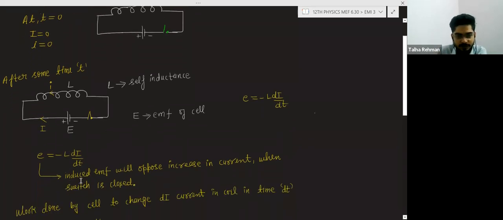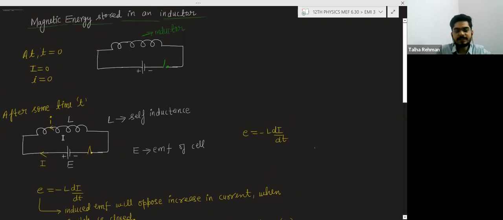I have told you that the induced EMF will oppose the increase in current when the switch is closed. This induced EMF will oppose the increase in current by inducing a current in the opposite direction of the given current. So in this case, as the current is increasing in the inductor, there is an induced EMF in the inductor, and that induced EMF is opposing the increase in current.